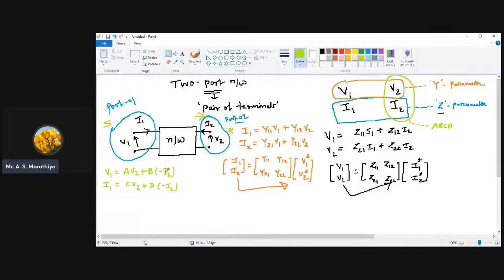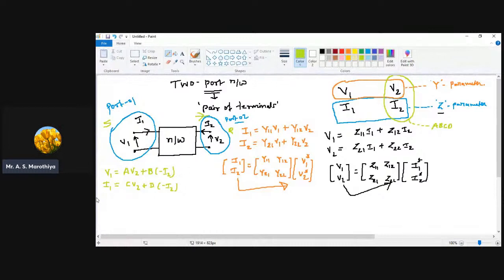So by default, in general, in case of two port network, the current must enter through port 2. But because ABCD parameters are used to represent transmission lines in power system, and in power system port 2 is normally treated as a receiving end, the current is supposed to leave the network instead of entering the network, and that's why we need to take negative sign over here.